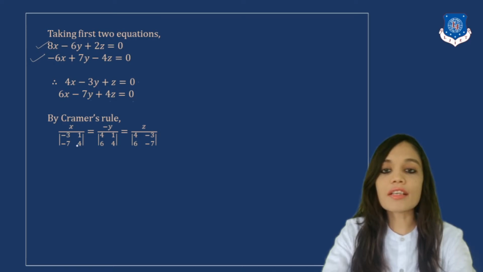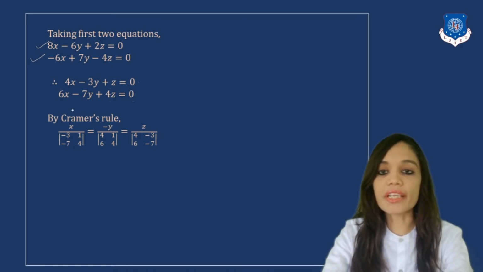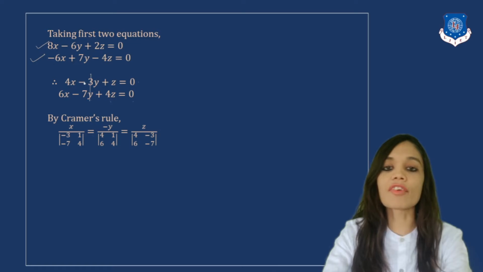Okay? So now using our Cramer's rule, what we will do? We will write x upon the coefficients of y and z. So it will be minus 3, 1, minus 7, 4. Now this is equal to minus y upon. Now hide the coefficients of y and write the coefficients of x and z, and they are 4, 1, 6, 4. Finally write z upon. Hide the coefficients of z and write the coefficients of x and y. So you will get 4, minus 3, 6 and minus 7, right?